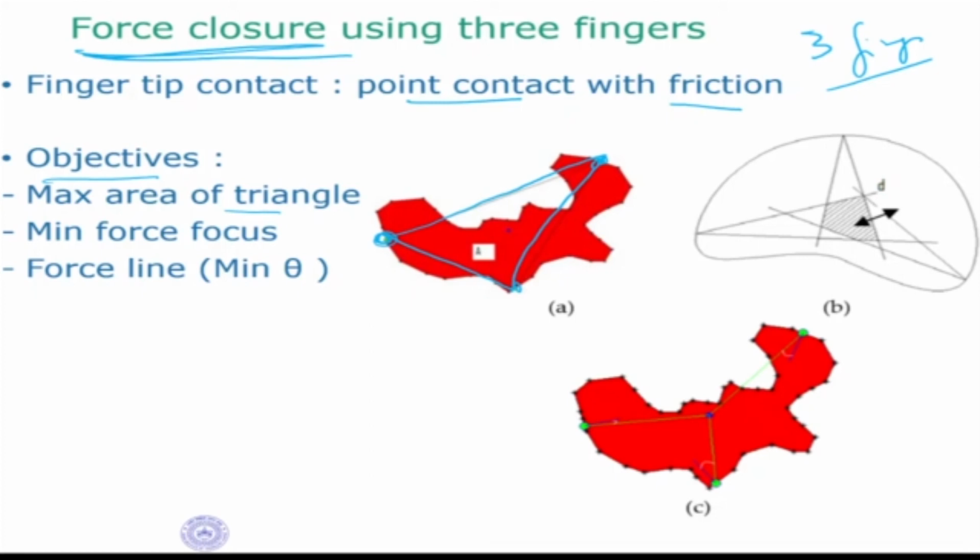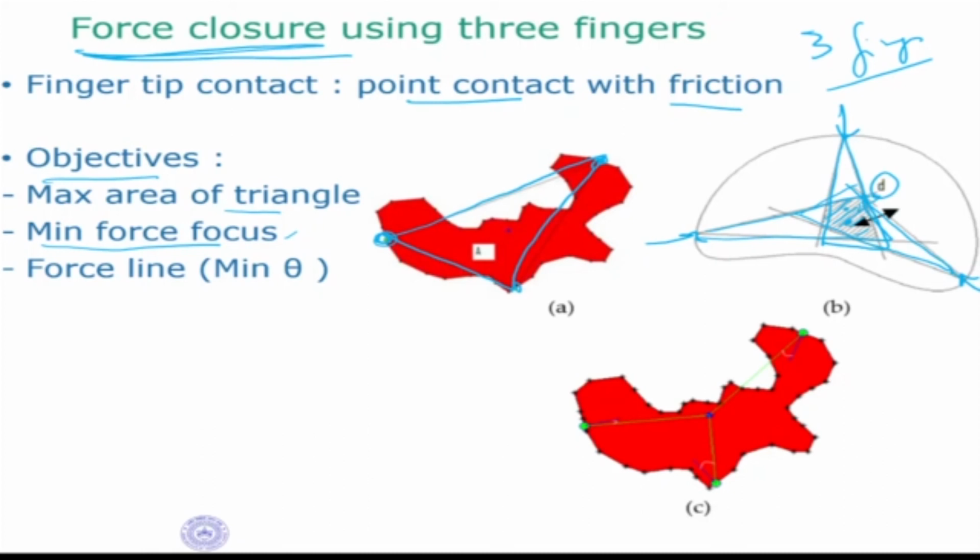So that is one. The second is minimum force focus. So suppose my finger is here, finger is there, finger is there. Now because this has friction, there is a friction cone which is there. Okay, so these are friction cones because there is friction there now. Okay. So this intersection of the friction cones gives us this area, and what we can do is we can say minimum force focus. So what we can do is I can take the CG of this area and the CG of the object. I can take the distance d and try and minimize that.